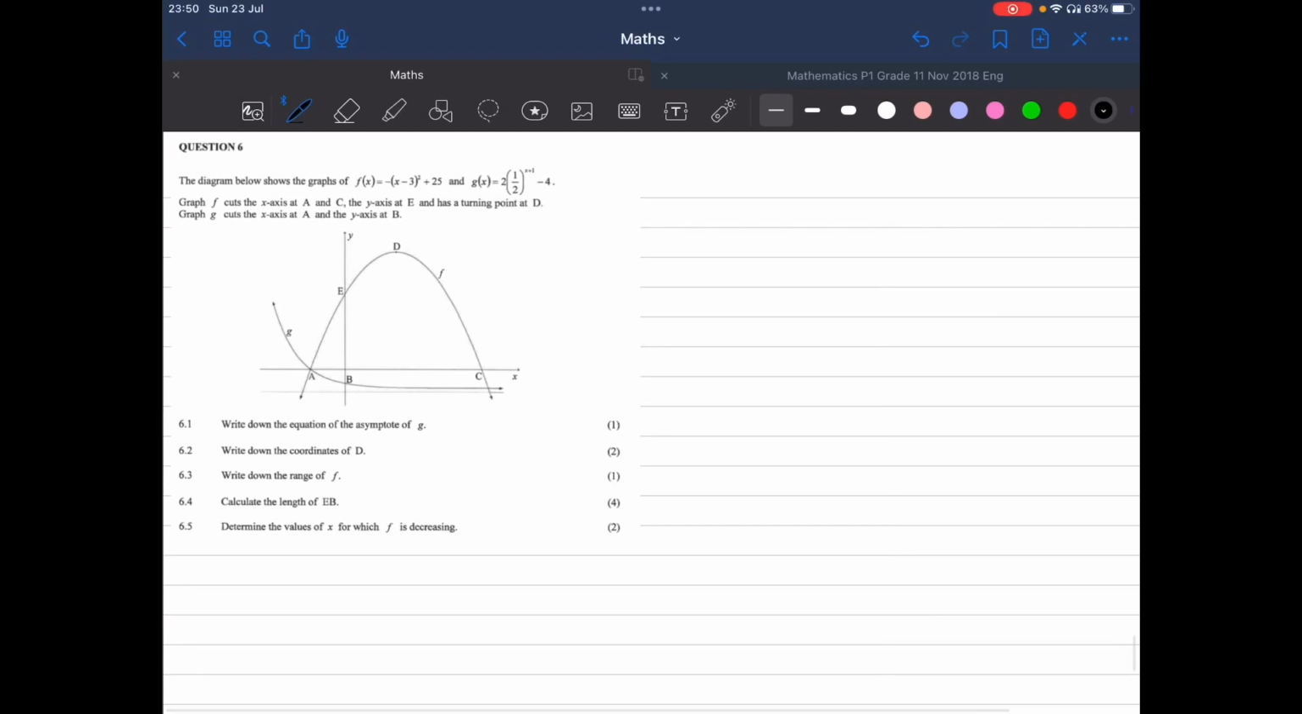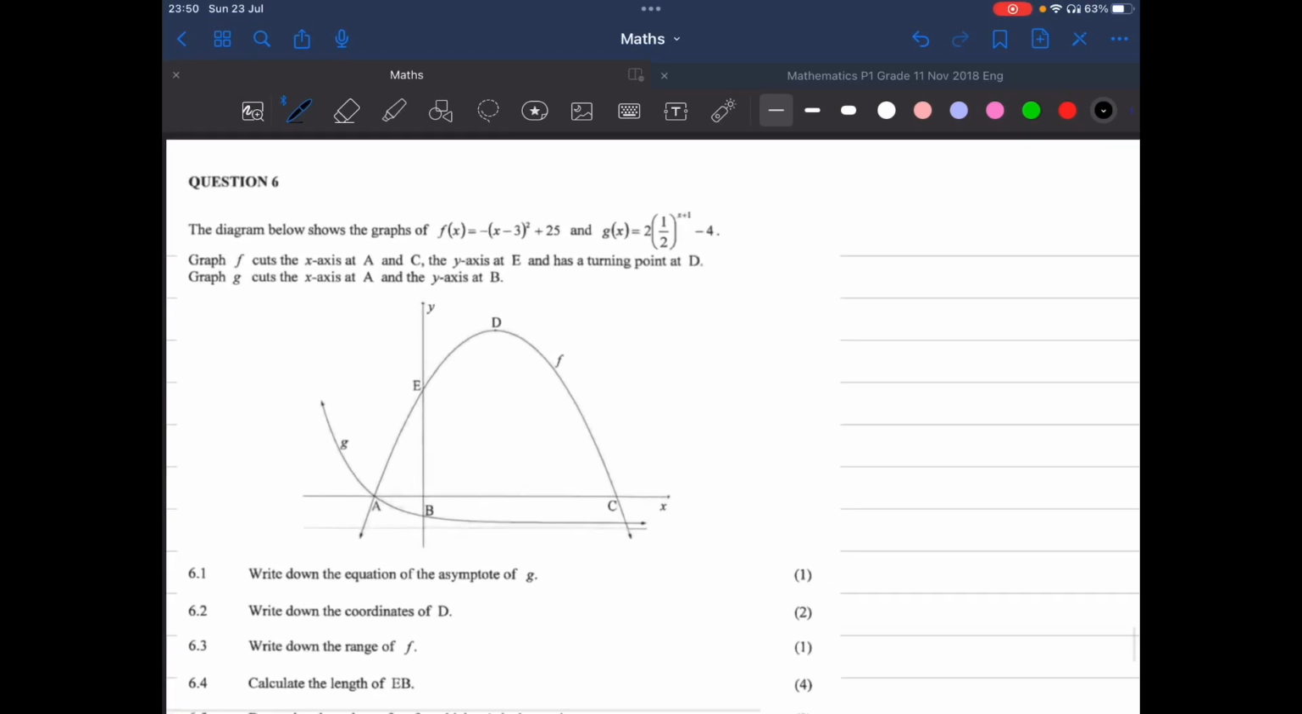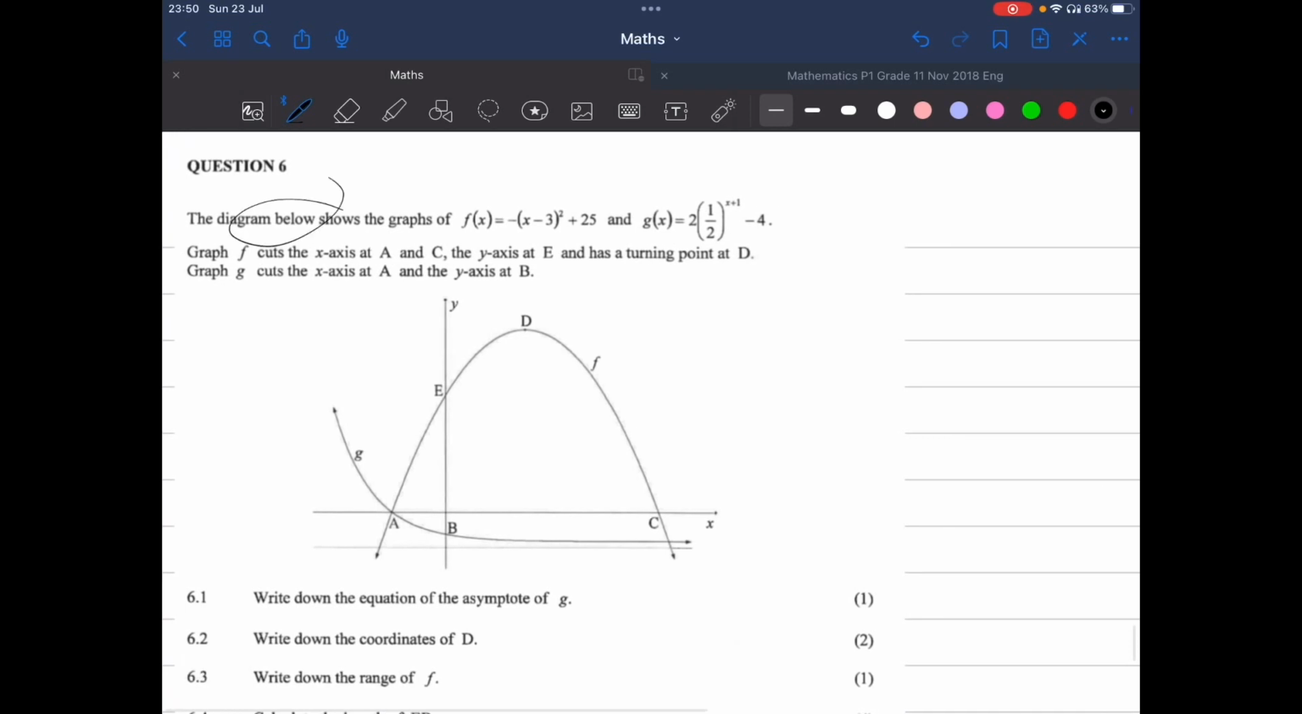Okay, we're now looking at question 6, which is a continuation of functions. So the question says, the diagram below shows the graph of f(x), which is equal to minus (x minus 3) all squared plus 25. Okay, so that's our parabola here. And g(x), which is 2 times (1/2) to the power of (x plus 1) minus 4. Okay, that's our exponential graph there.